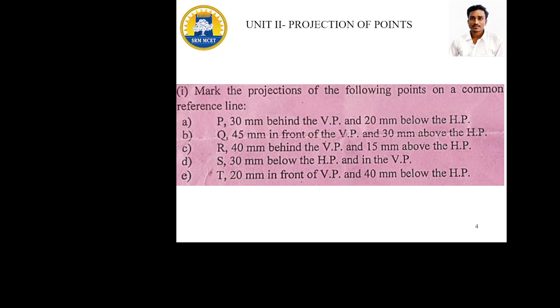So this is the first question, projection of points. Mark the projections of the following points on a common reference line. So here the 5 questions are there, P, Q, R, S, T. These are the points given in the question. We need to solve the problem. The first one is P, 30 mm behind the VP and 20 mm below the HP. In the sense, as per the graph, it is placed in the third quadrant.